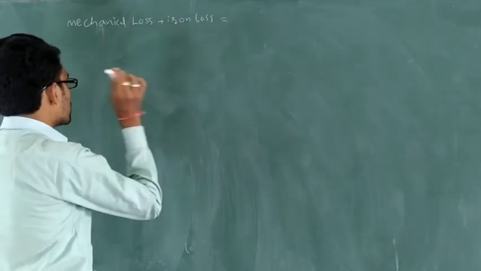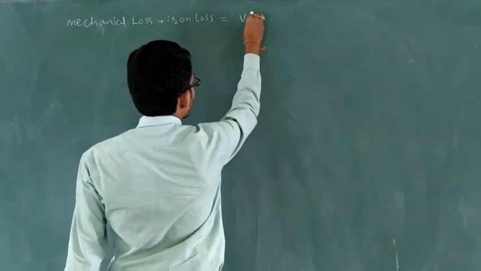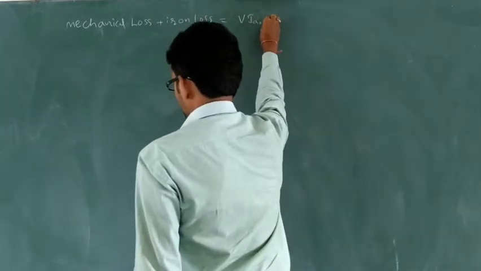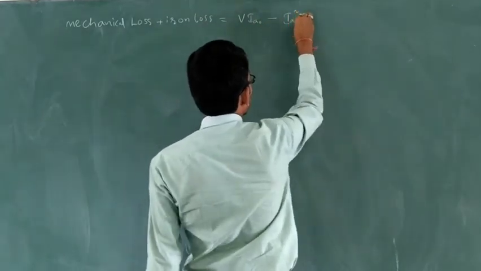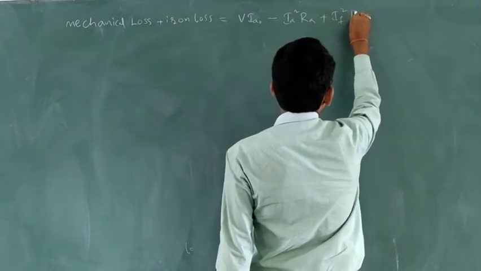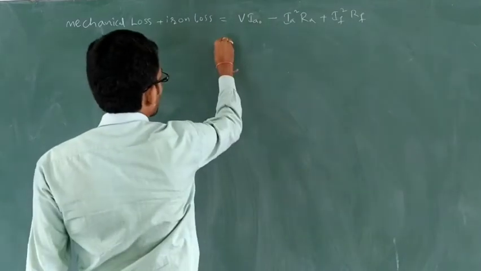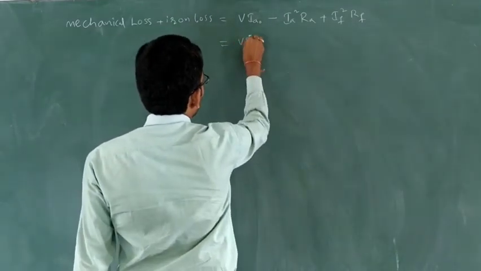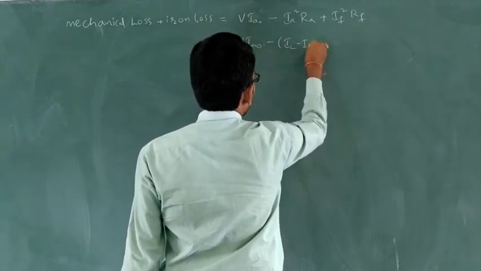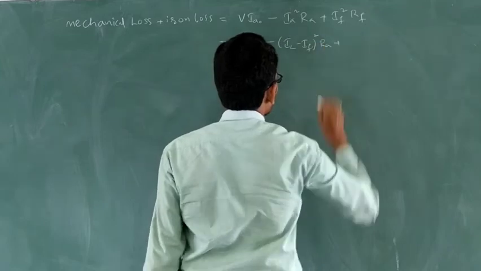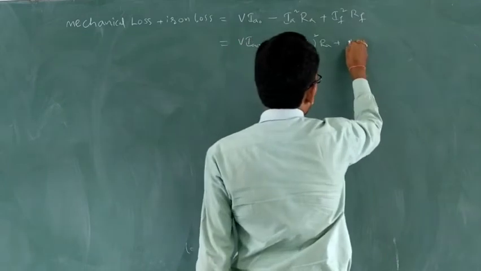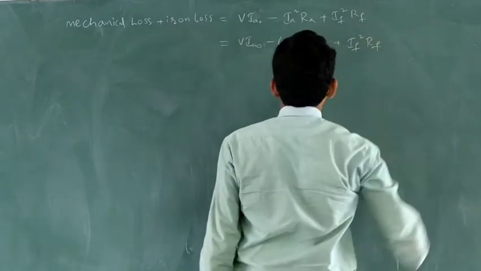Mechanical loss plus iron loss is equal to armature input, that is V into Ia naught, minus armature copper loss, Ia square Ra, plus field copper loss, If square Rf. So V into Ia naught, minus Ia, is nothing but IL minus If whole square into Ra. Here I am considering the motor, so it is IL minus If, right, If square Rf.